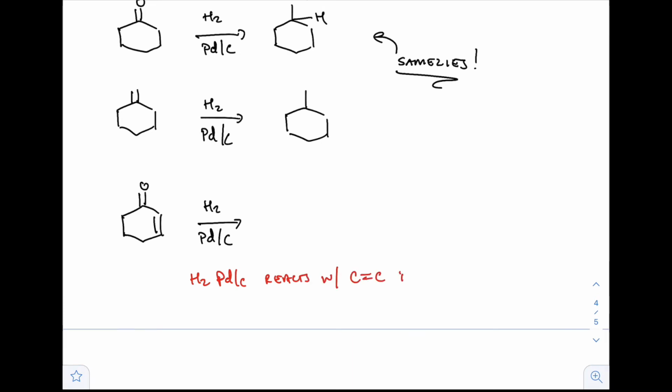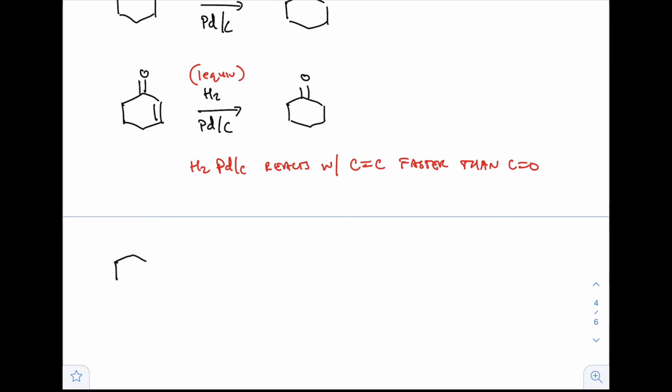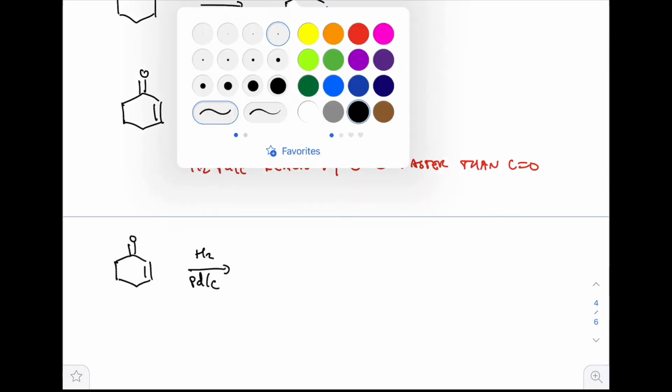Then that's going to be a different outcome. The reason why is because H2 and palladium on carbon reacts with carbon-carbon double bonds faster than carbonyl groups. So let's say we had one equivalent. Then we can selectively hydrogenate the alkene and get the ketone product only with the fully saturated ring.